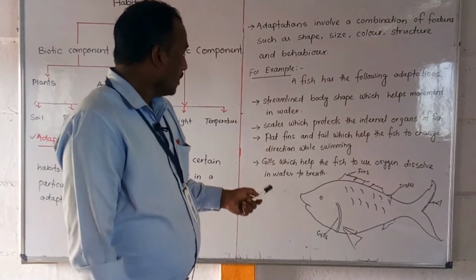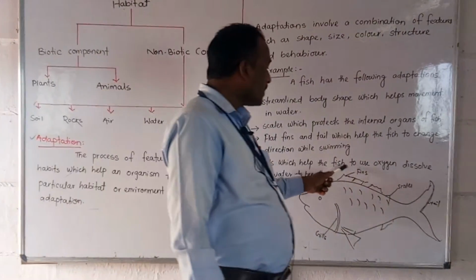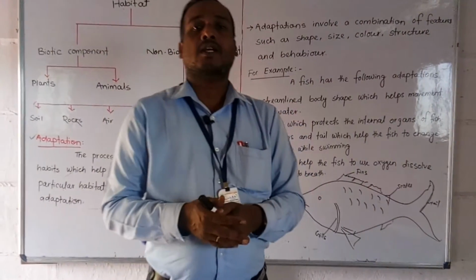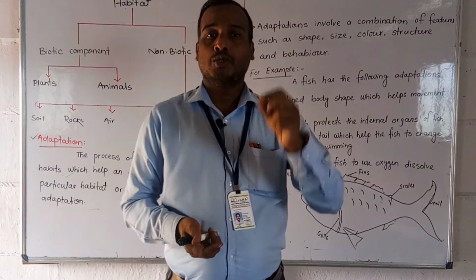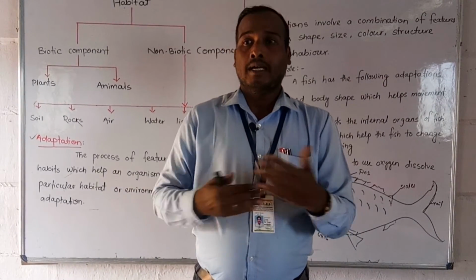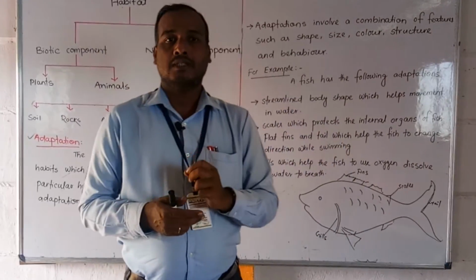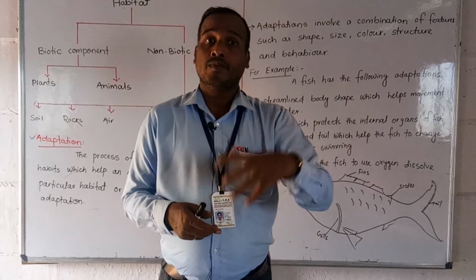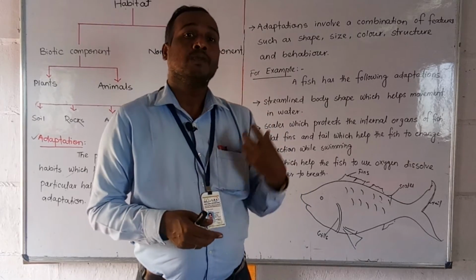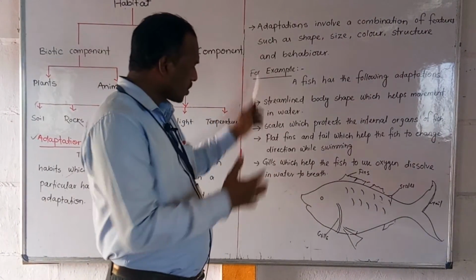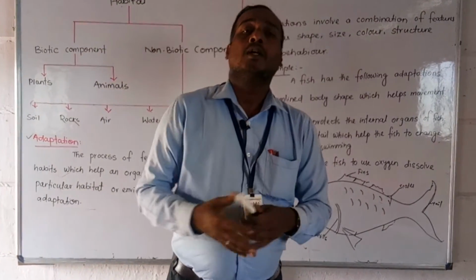Gills, which help the fish to use the oxygen dissolved in water to breathe. And another very special organ is the gills. Due to the gills, there is a special structure which can collect or exchange oxygen from the water also. Whatever oxygen is dissolved in water, the gills can collect or receive. Okay? So these are the features, the structures or parts of the fish.